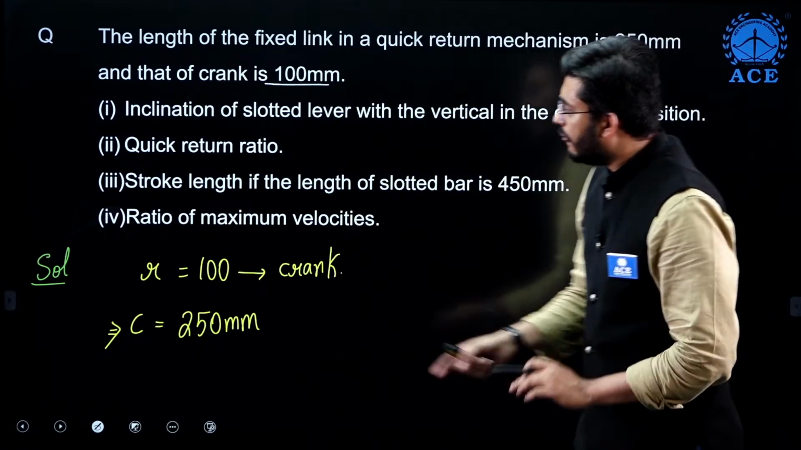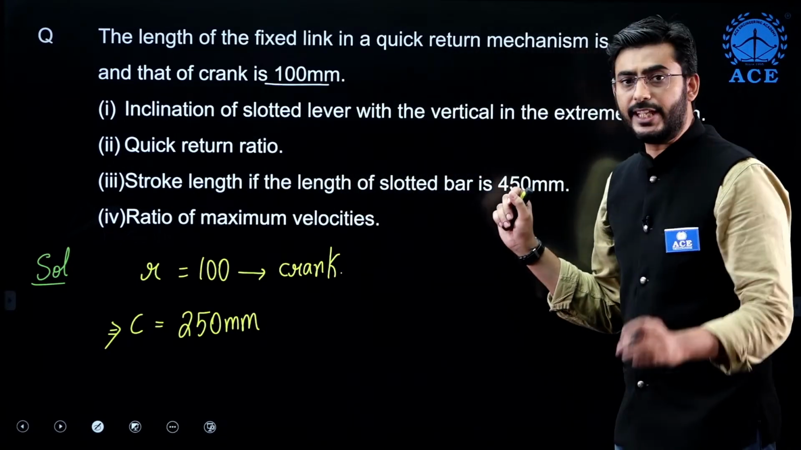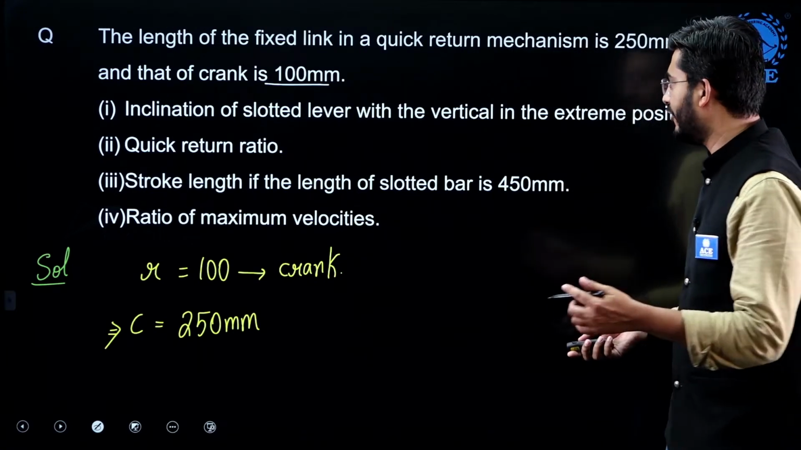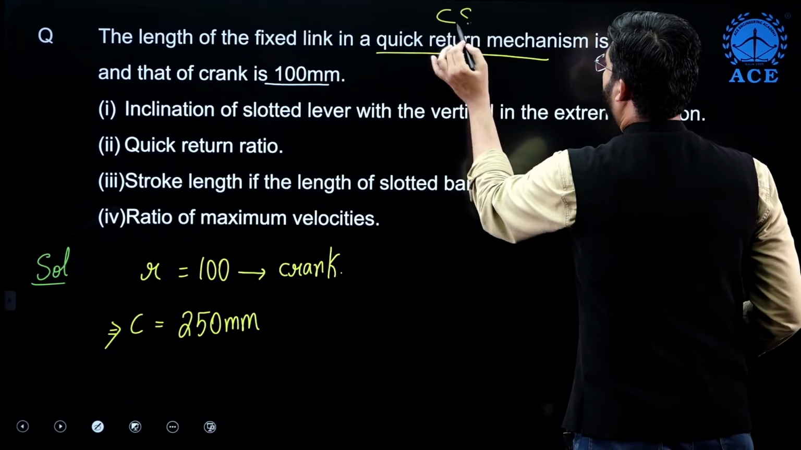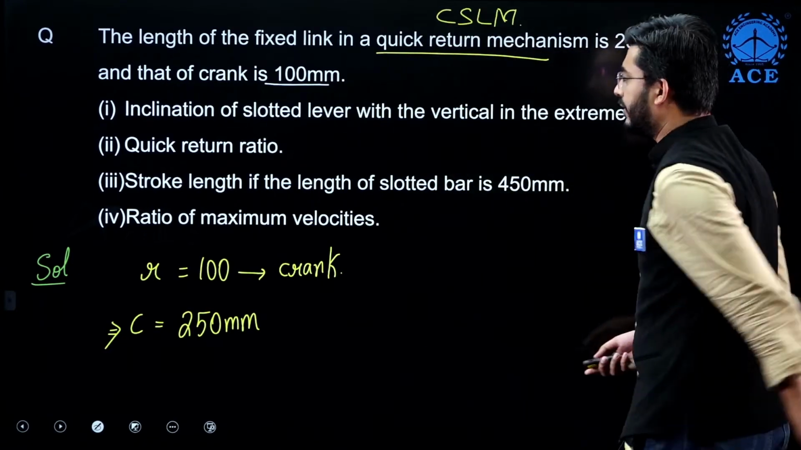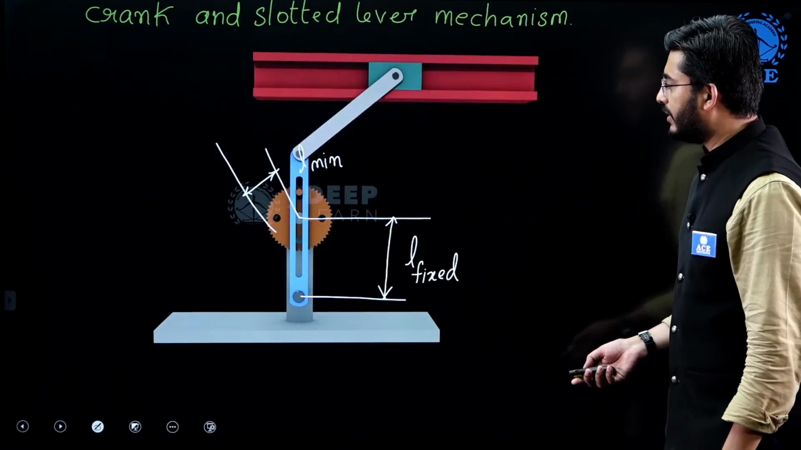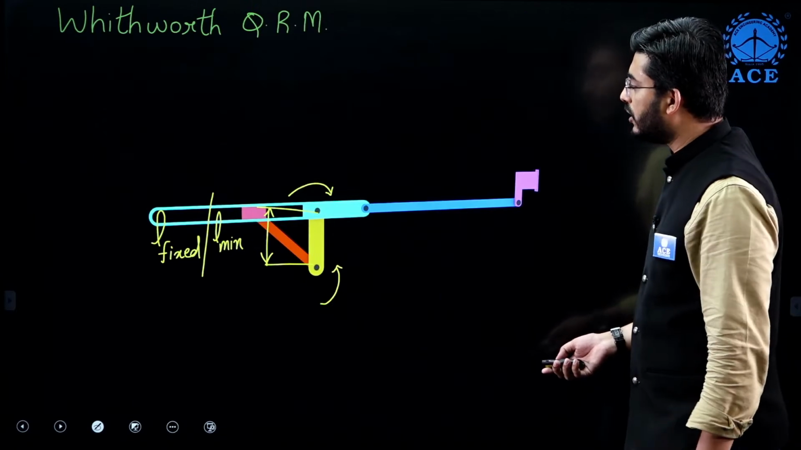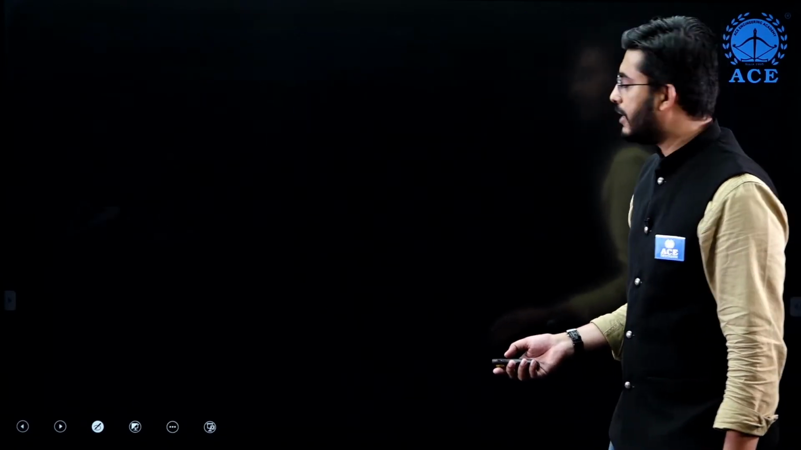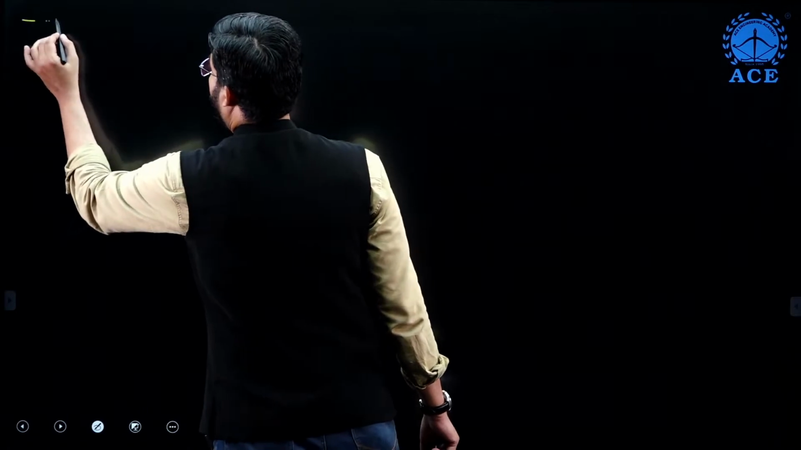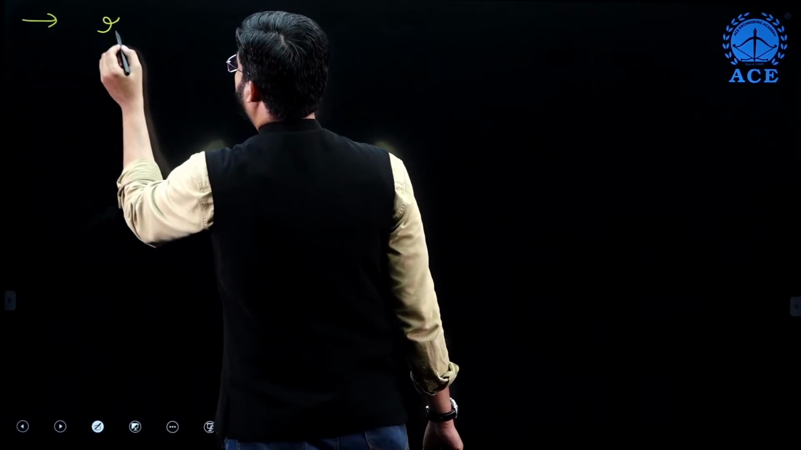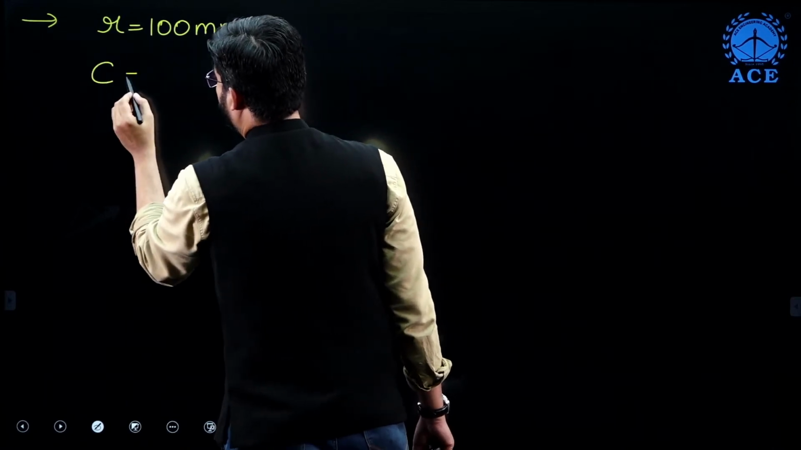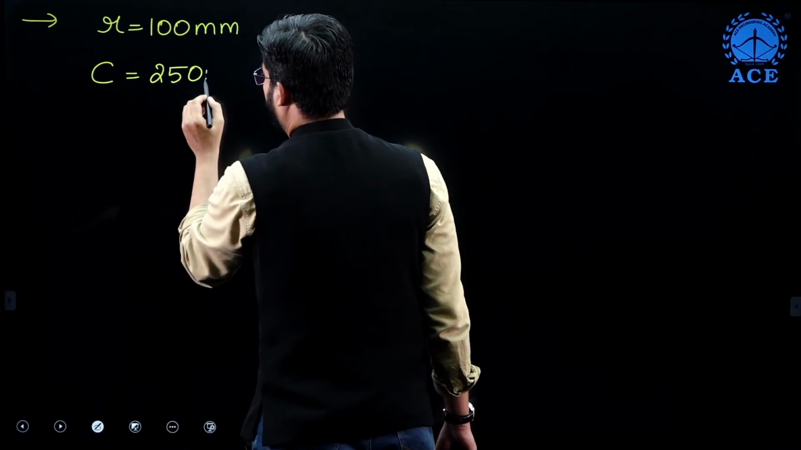Okay. So now, the first thing is asking you about the inclination of the slotted bar with the vertical in the extreme position. So definitely this is a crank slotted lever mechanism, no doubt in that. Sometimes the clear indications will not be given to us, then we are supposed to recall the basics, and on that basis we are supposed to identify the mechanism. So R will be equal to 100 mm and C will be equal to 250 mm.